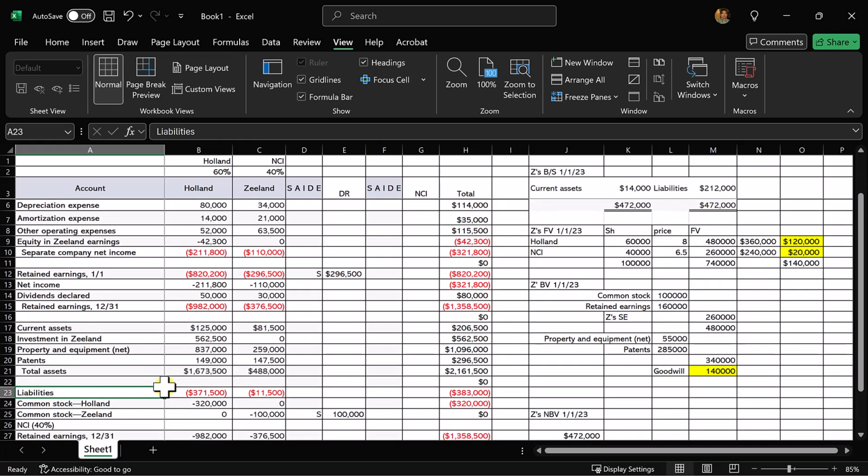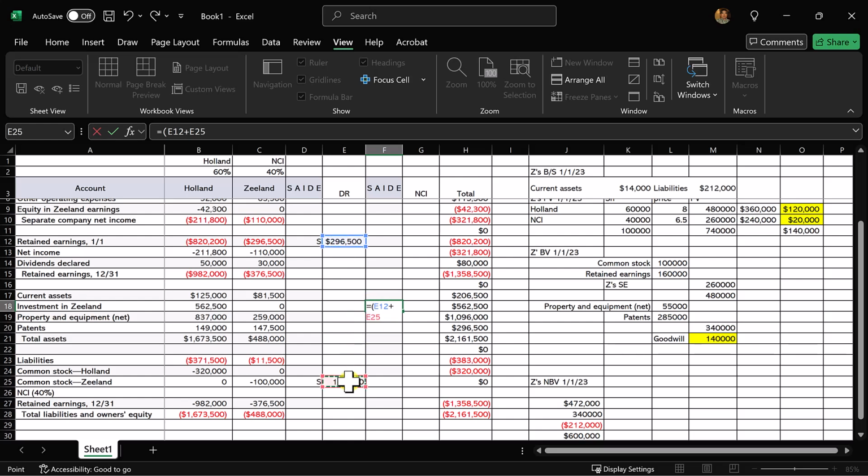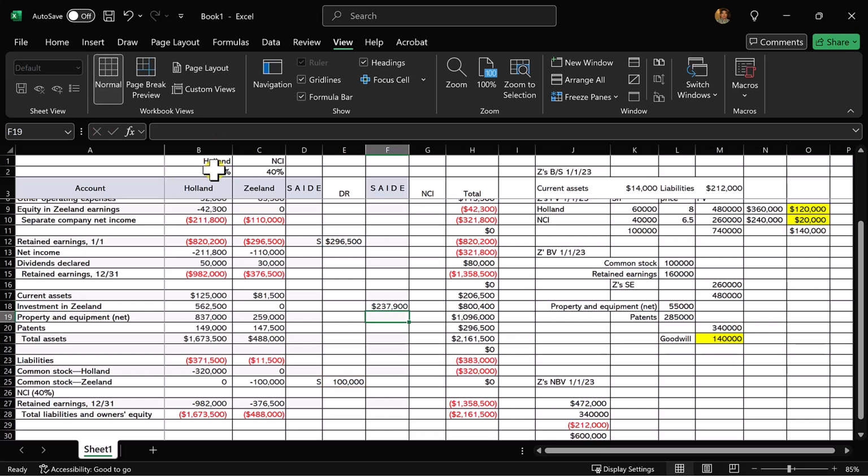Okay, so the offset is to the investment in Zealand. Right now it's an asset with a debit balance. So I'm going to credit. That's the sum of this amount plus this debit. So there's your total debits. And I'm going to multiply that by 60%. So here is Holland's share.